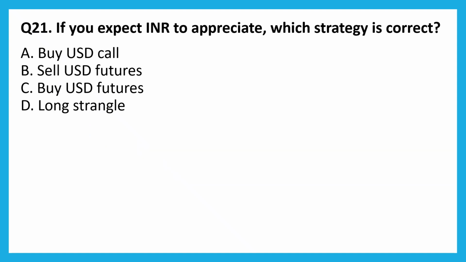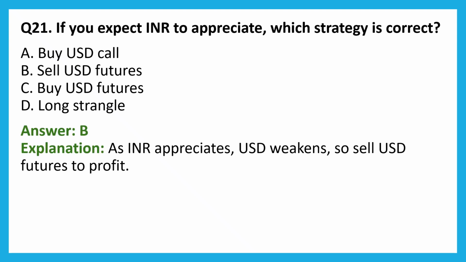Next question. If you expect INR to appreciate, which of the following strategies is correct? Option A, buy USD call; option B, sell USD futures; option C, buy USD futures; and option D, long strangle. Correct answer is option B, sell USD futures. As INR appreciates, USD weakens, so sell USD futures to profit.